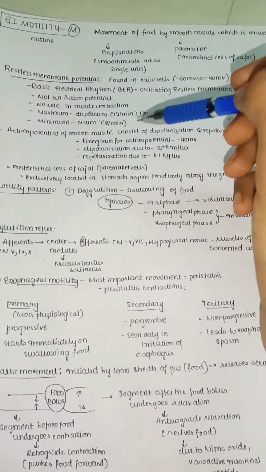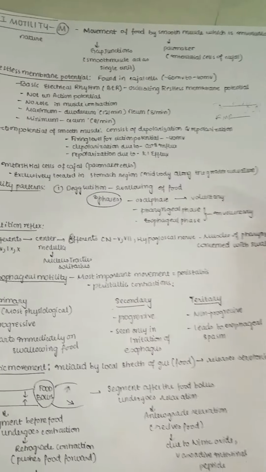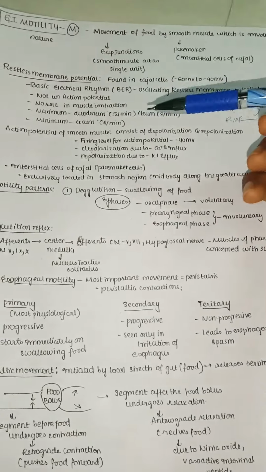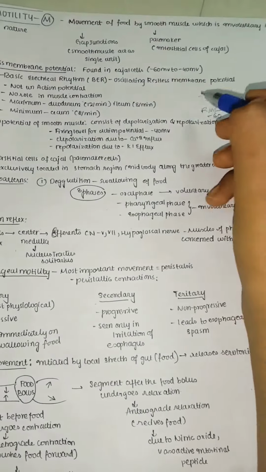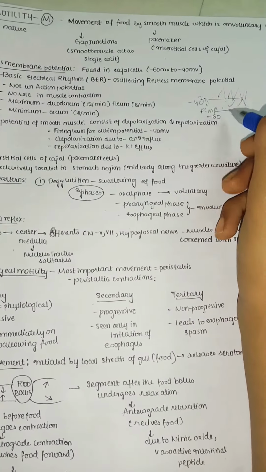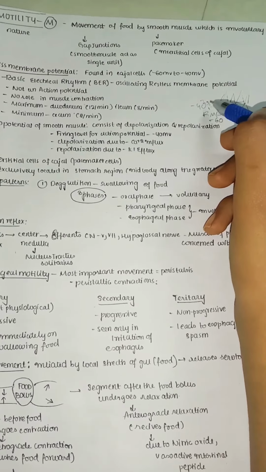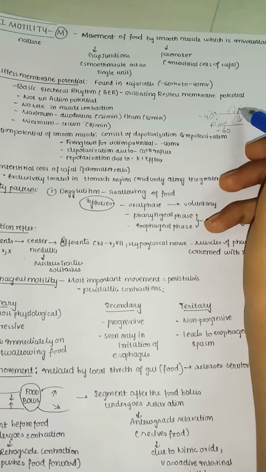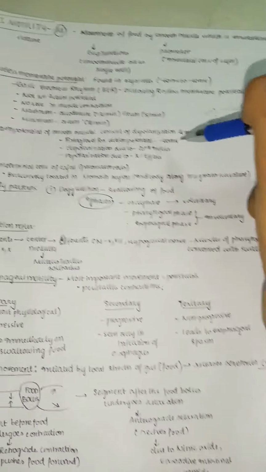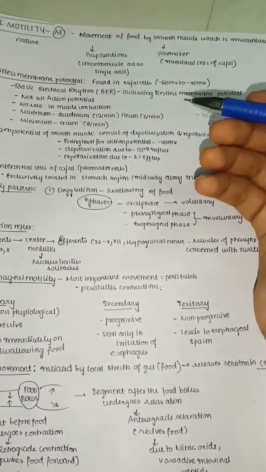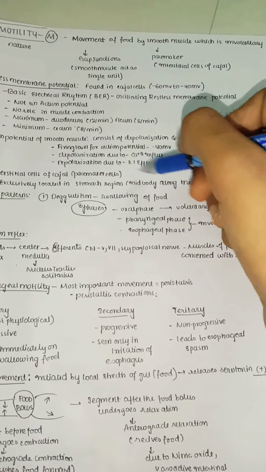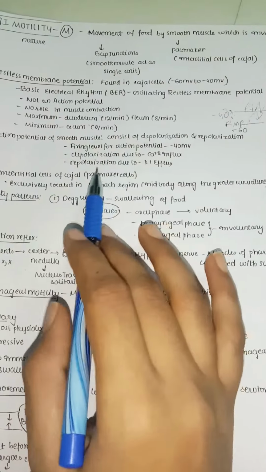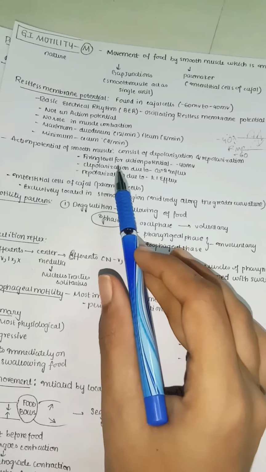So the action potential of a smooth muscle mainly consists of depolarization and repolarization, like all muscles. The firing level for the action potential is -40, because, as we said, the resting membrane potential is -60 and the threshold is -40. So if these basic electrical rhythms reach -40, they start producing action potentials. The depolarization is mainly due to calcium influx, and the repolarization is the same as in skeletal muscle, that is potassium efflux. It's universal that repolarization is due to potassium efflux and depolarization is mainly due to calcium influx.